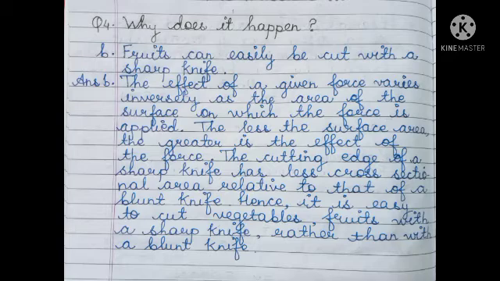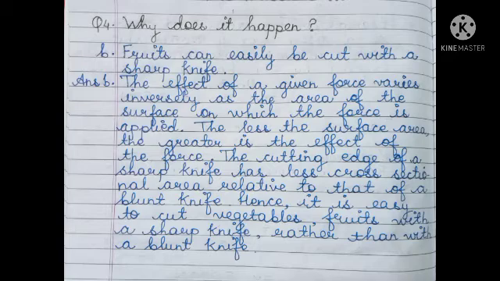Because the effect of a given force varies inversely as the area of the surface on which the force is applied. The less the surface area, the greater is the effect of the force. So, the cutting edge of a sharp knife has less cross-sectional area relative to that of a blunt knife. Hence, it is easy to cut vegetables and fruits with a sharp knife rather than with a blunt knife.